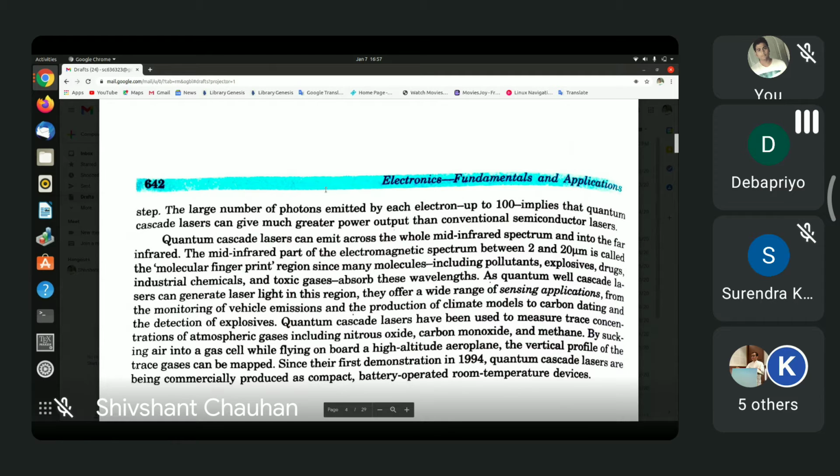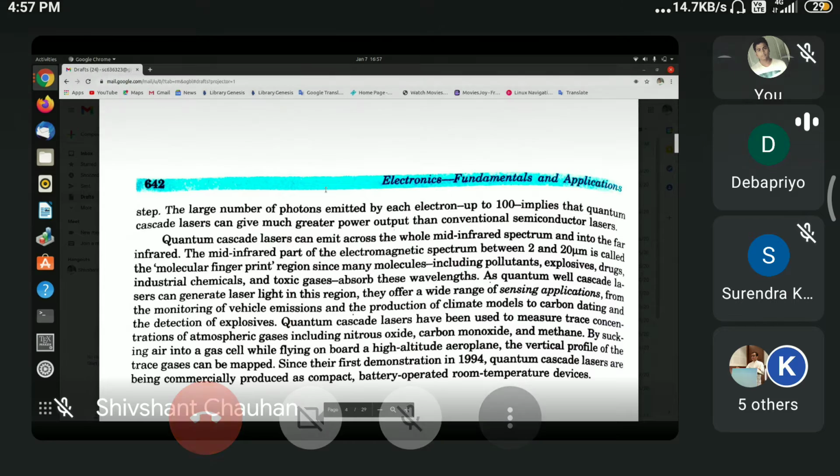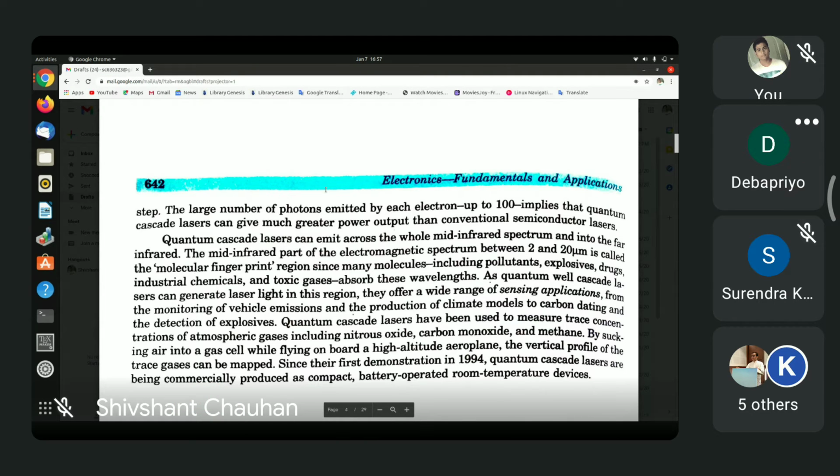So you can see what is written in the next paragraph. Quantum cascade lasers can emit across the whole mid-infrared spectrum and into the infrared. The mid-infrared part of the electromagnetic spectrum between 2 and 20 micrometers is called the molecular fingerprint region, since many molecules, including pollutants, explosives, drug molecules, industrial chemicals and toxic gases, absorb these wavelengths.